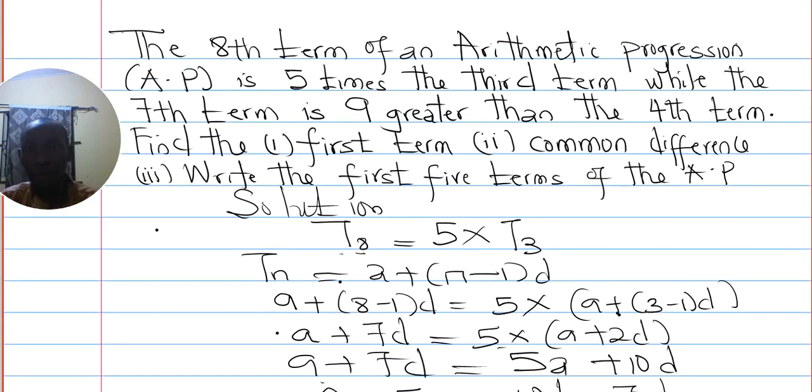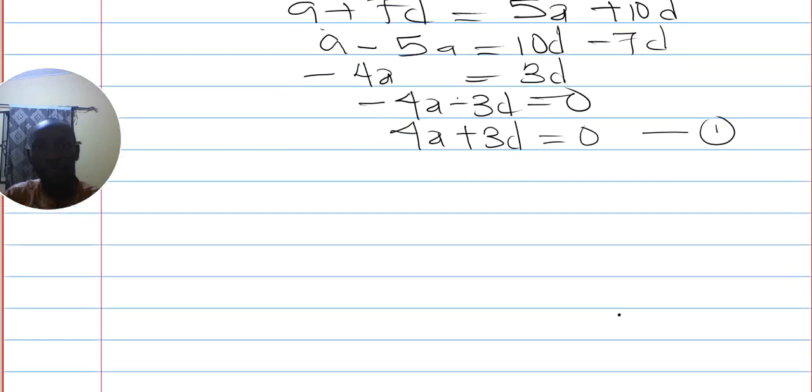The question also says that the 7th term is 9 greater than the 4th term. It means the 7th term equals the 4th term plus 9, right? Now apply the formula again. So this will be a plus 6d equal to a plus 3d plus 9.